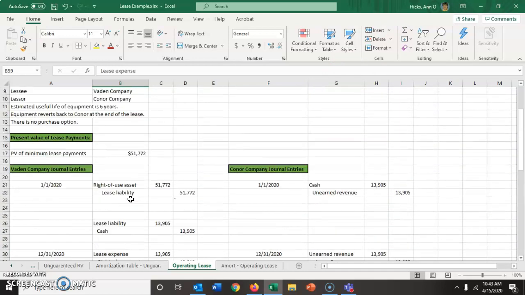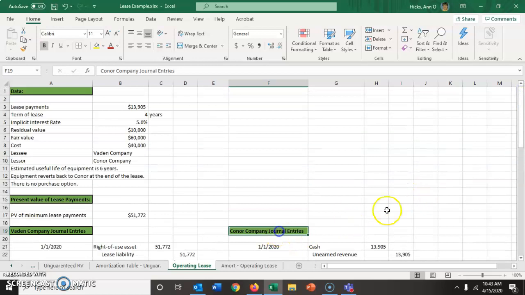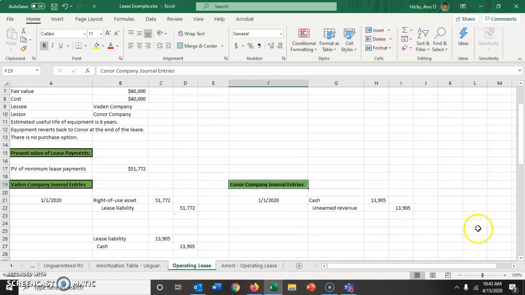Now, here is what happens with the lessor. For this operating lease, it is not deemed from the lessor's perspective to be a sale because we did not meet the criteria that implied it was effectively an installment purchase. So Connor Company, the lessor, does not record any revenue. They do not record any cost of goods sold. They don't even remove the asset from their books.